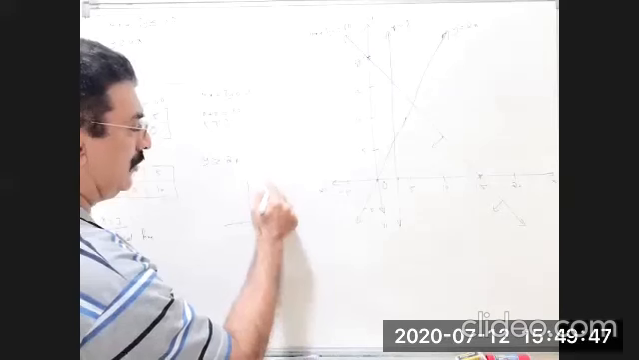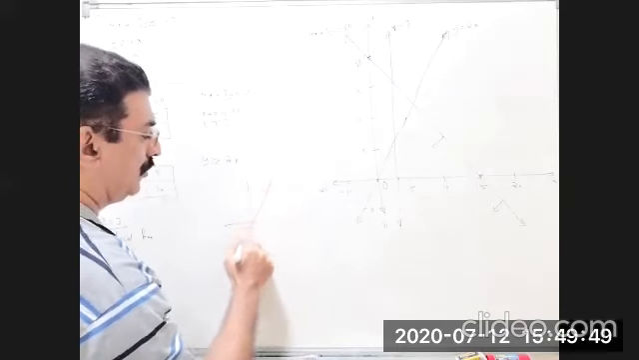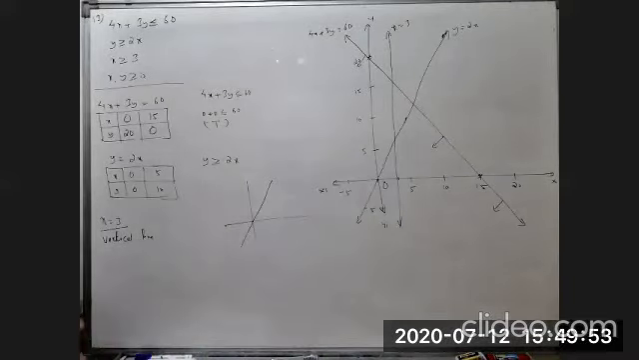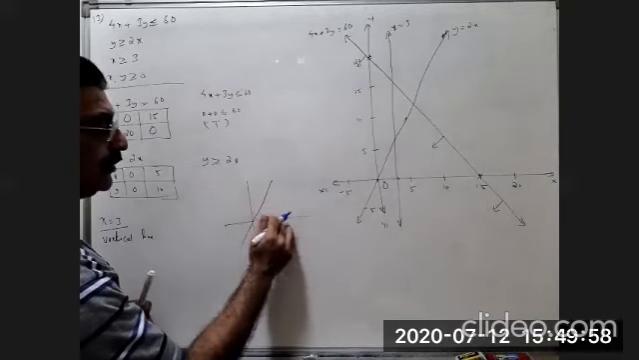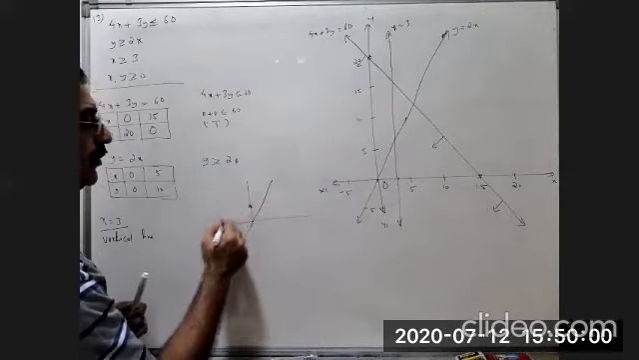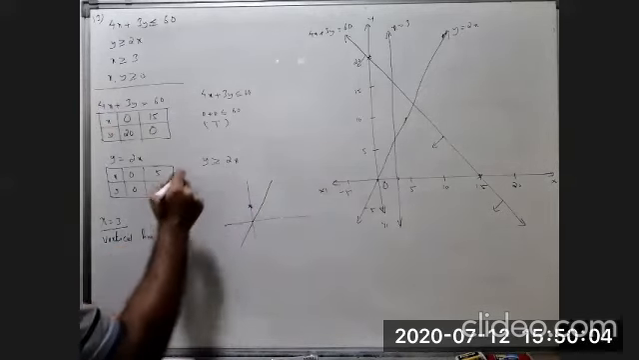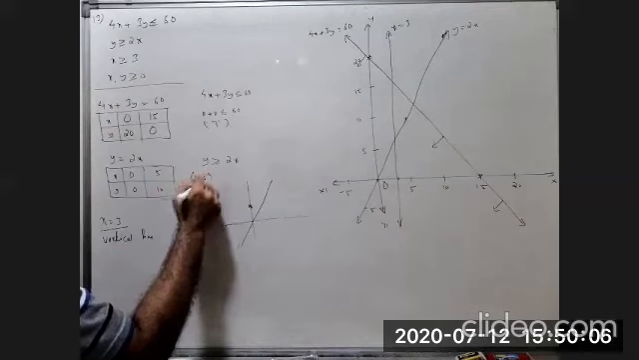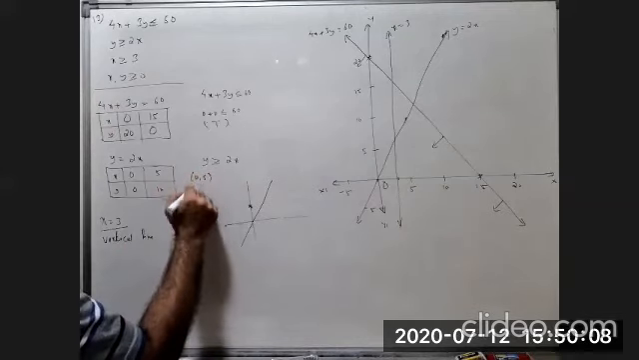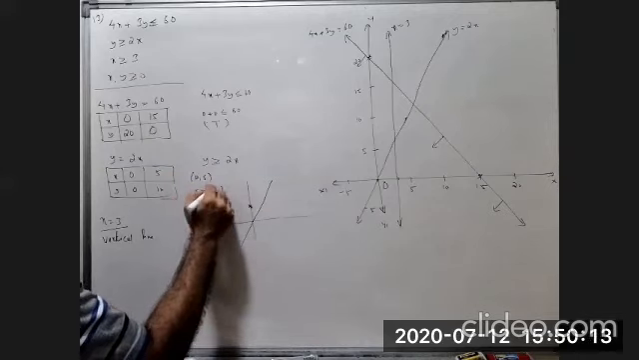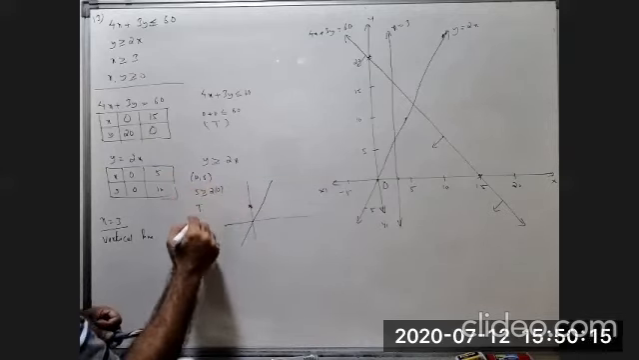See this line passing through the origin. If it is passing through the origin, we cannot put 0, 0. So what do we take? Take any point on one of the axes. Either x-axis or y-axis; I am taking the y-axis. So y-axis means 0, 5. I am taking 0, 5. If I substitute it, 5 greater than or equal to 2 into 0. That is true. Is it?